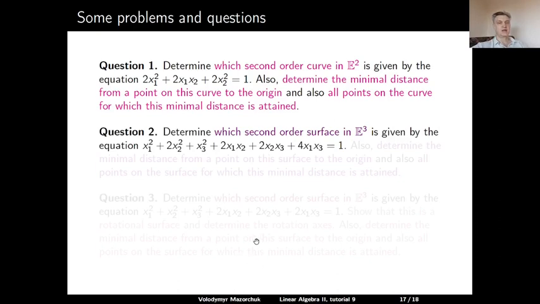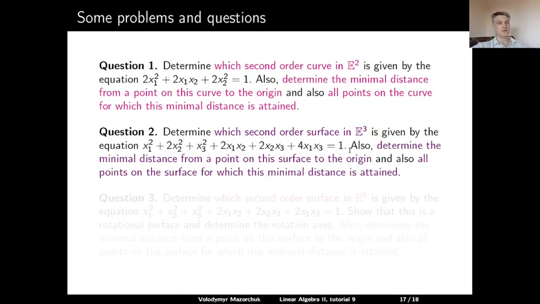Question 2. Determine which second-order surface in E3 is given by the equation x1 squared plus 2x2 squared plus x3 squared plus 2x1x2 plus 2x2x3 plus 4x1x3 is equal to 1. Also, determine the minimal distance from a point on the surface to the origin, and also all points on the surface for which this minimal distance is attained.